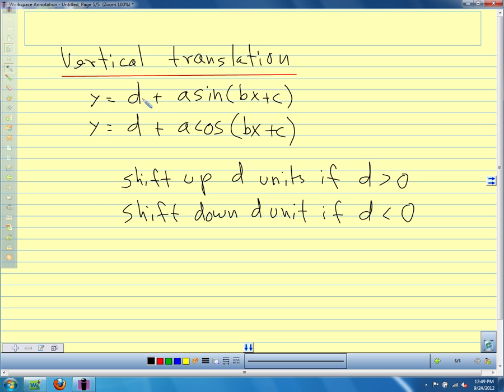And our amplitude then tells us not how far up or down above 0 we go, but we start at D, whatever D is, say D is 5. We shift up 5 units, and our amplitude tells us how far up above that line and how far down below that line our function is going to go. We're just shifting up and down. Questions?